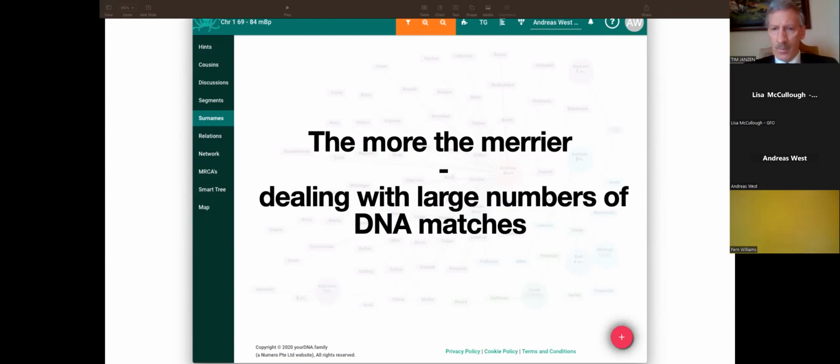So the app is actually called YourDNA.family. For those of you who want to look it up later on, it is spelled Your DNA in one word and then .family.